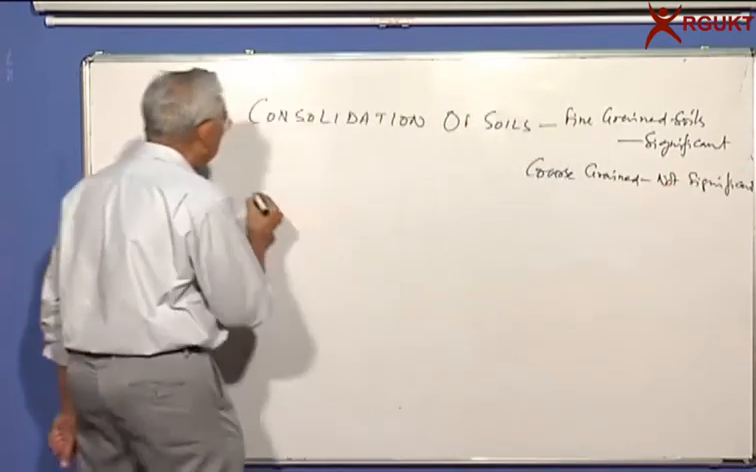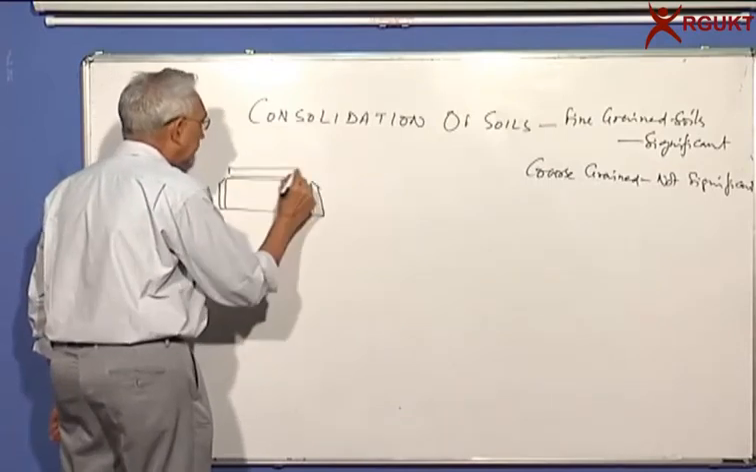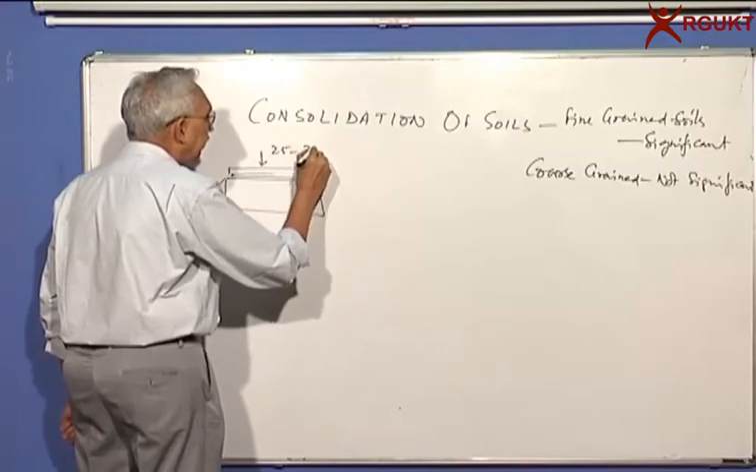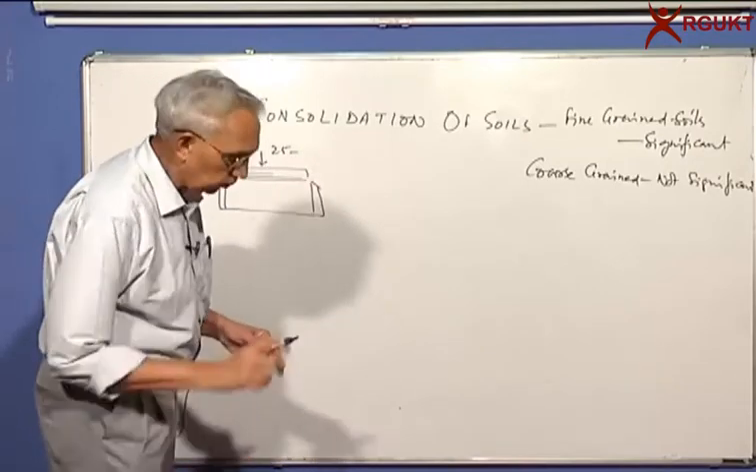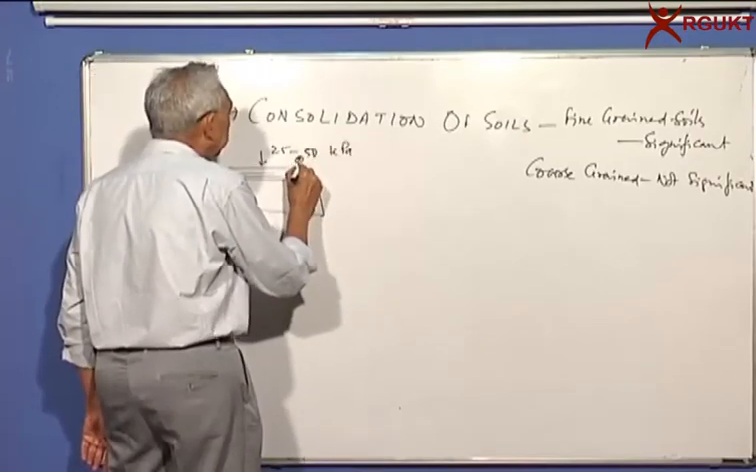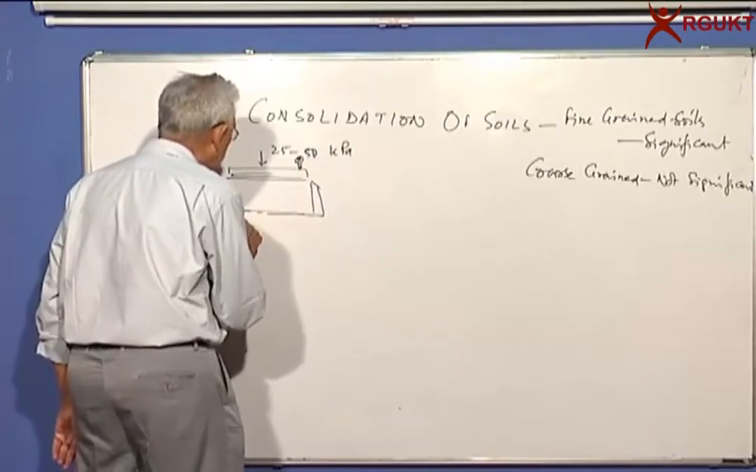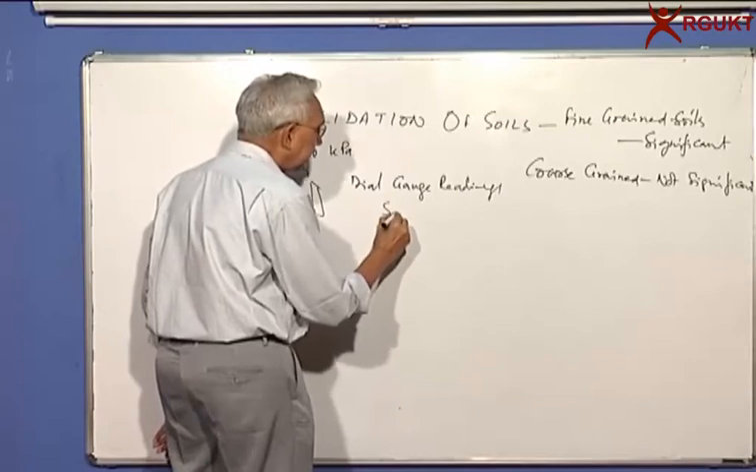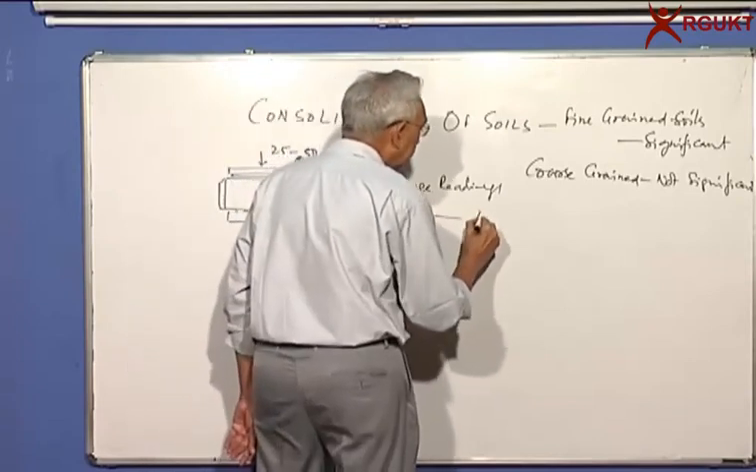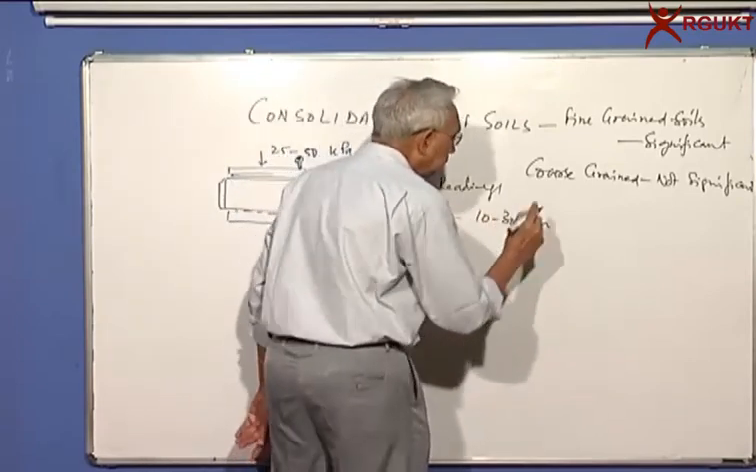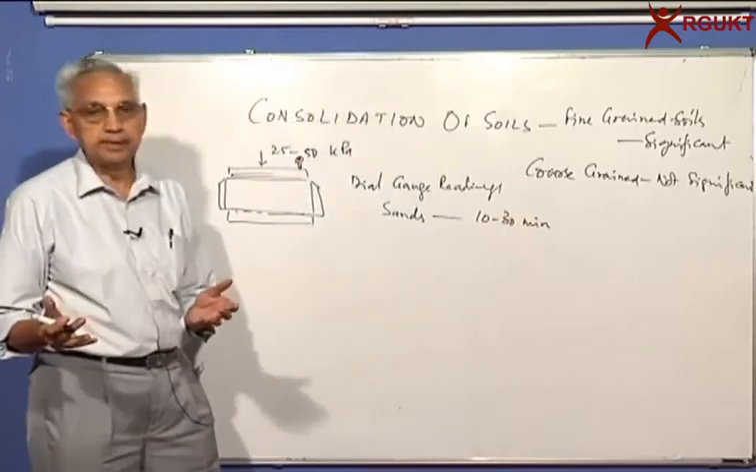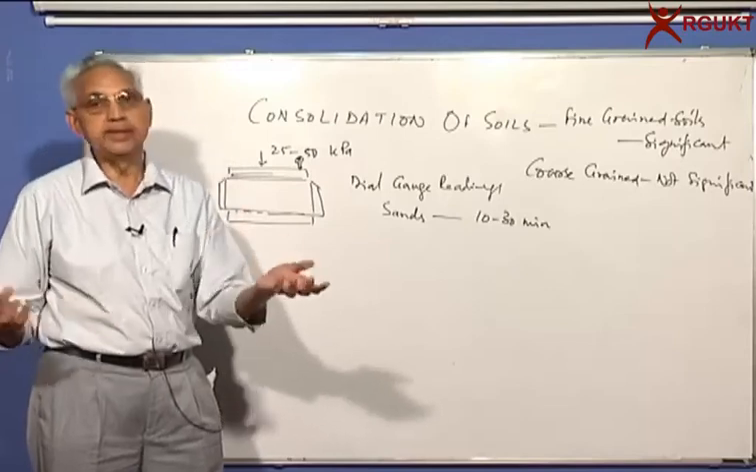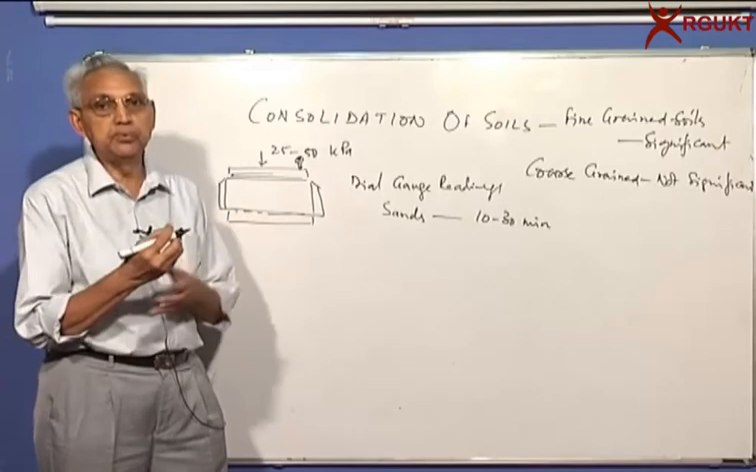Suppose I take the sample between the porous stones and apply the load. Suppose I increase from 25 to 50 kPa, and you put the dial gauge here, because here again you have the filter paper or a stone. The dial gauge readings, in case of sands, you can expect all the settlement to occur in about 10 to 30 minutes. And after 30 minutes, there will be no change in the reading, which means whatever settlement has to occur, it has occurred within the first few minutes.